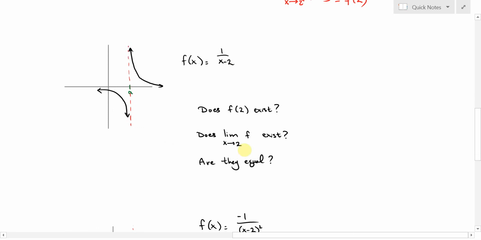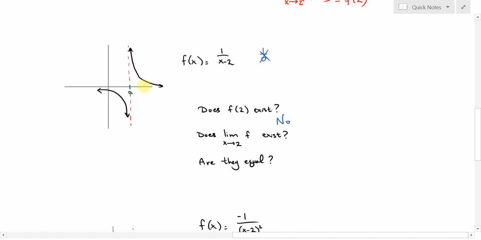Alright, consider the function 1 over x minus 2, and that's just like the graph of 1 over x, except we've shifted it to the right by 2. So the asymptote that used to be along the y-axis is now along the line x equals 2. Okay, so does f of 2 exist? No. If you plug in 2, you're going to get 1 over 0. It doesn't exist. But does the limit exist?